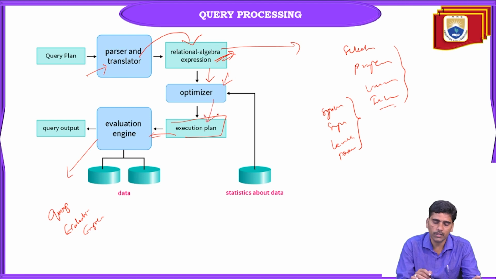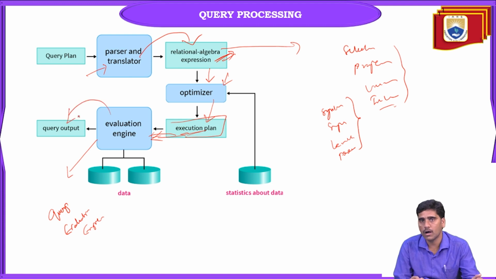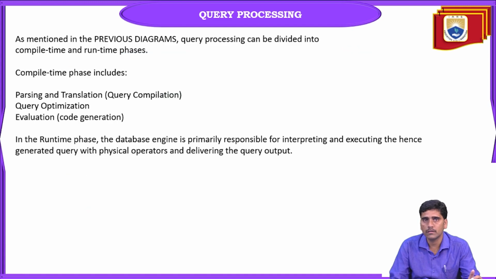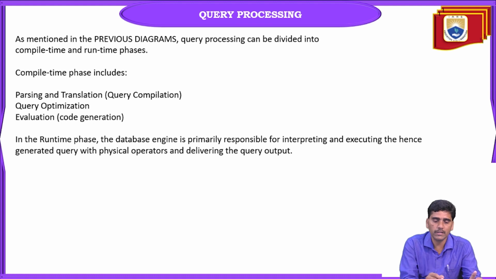Now the optimized query will be executed here, and this execution plan will be evaluated by this evaluation engine. So after evaluating that query with the help of both the command processor and the data manager, it displays the query output. So this is the way we have to understand how query processing happens in the DBMS.